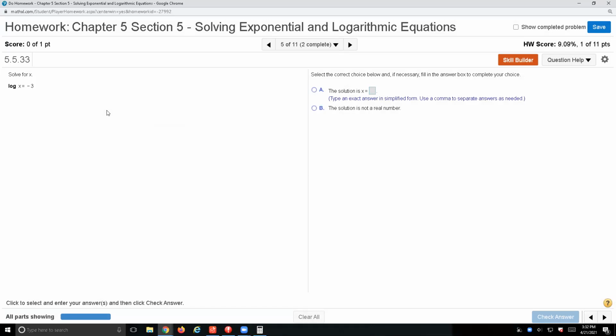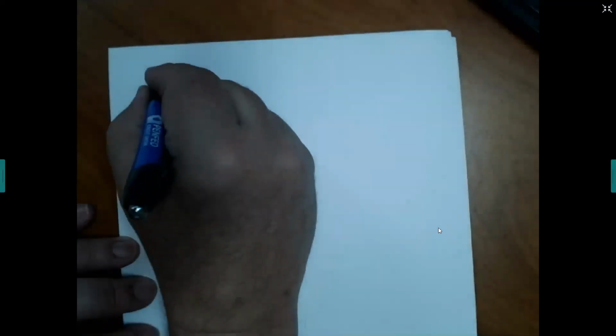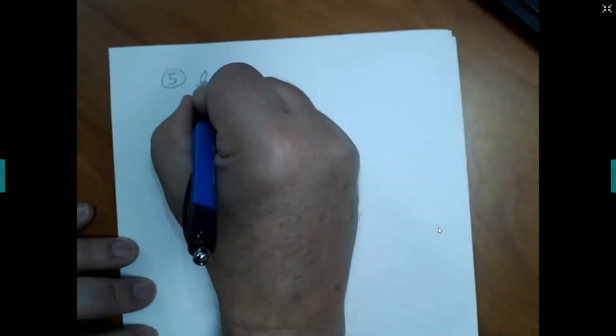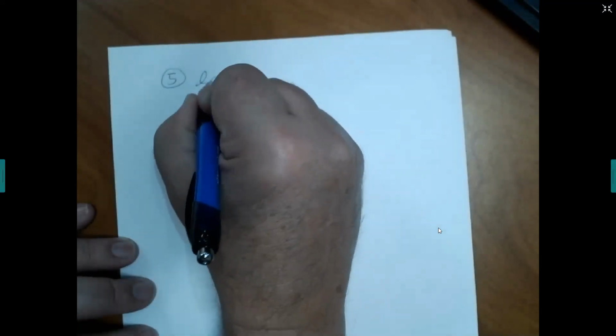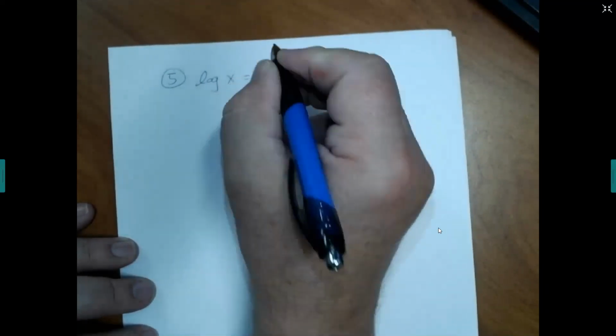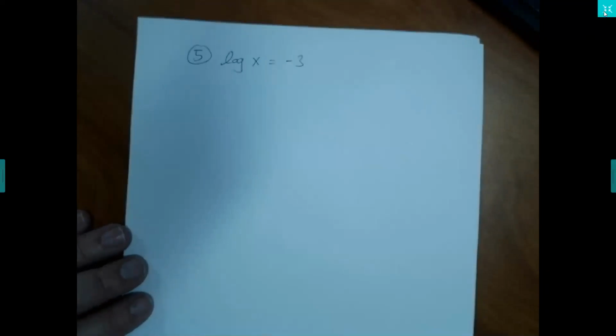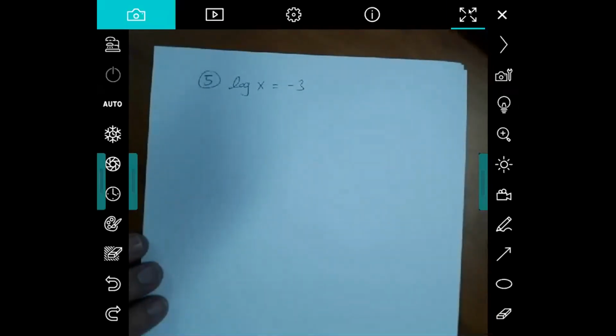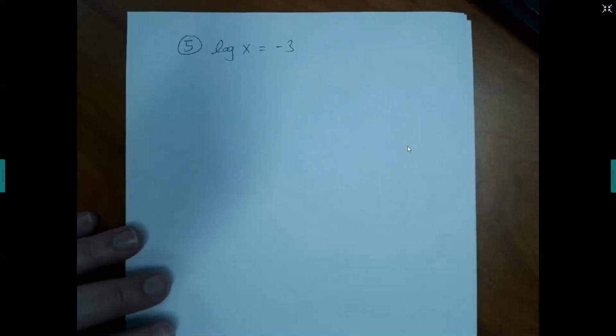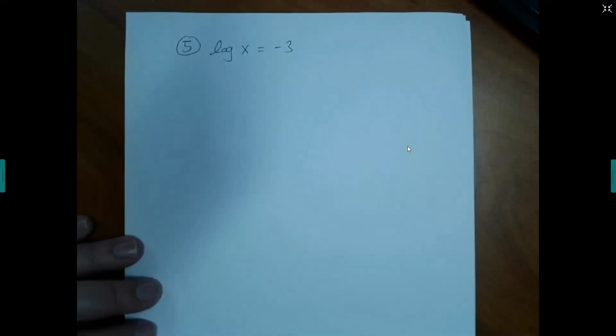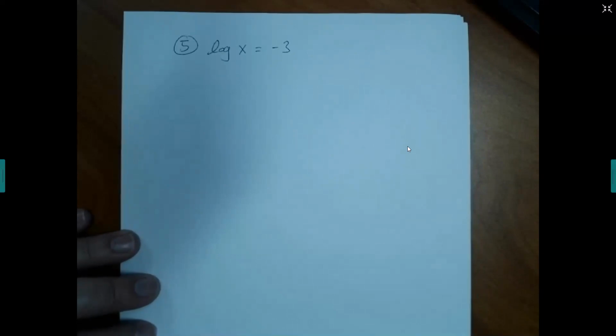Right, log of x equals -3. This is question number 5. Log of x equals 3, right? All right. So what do we do here?